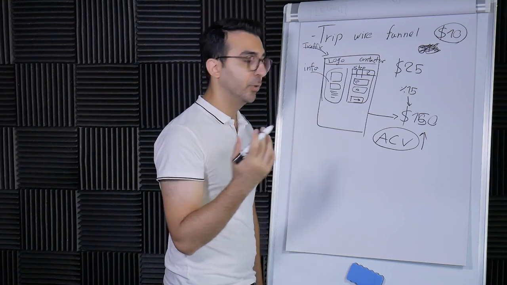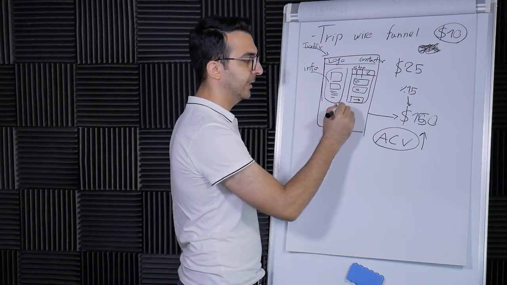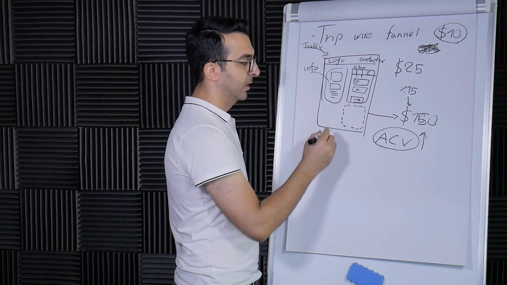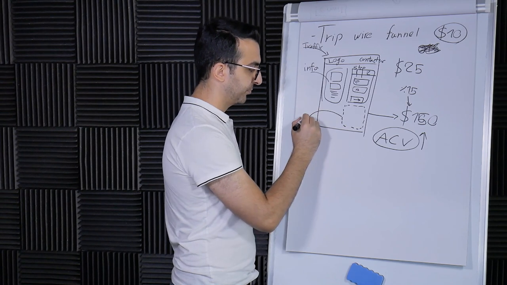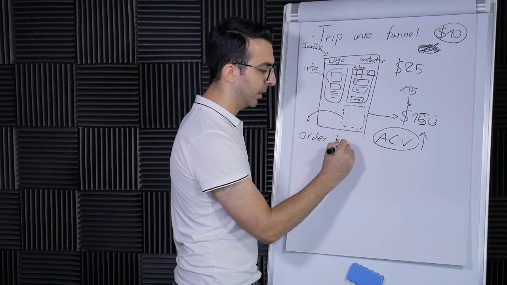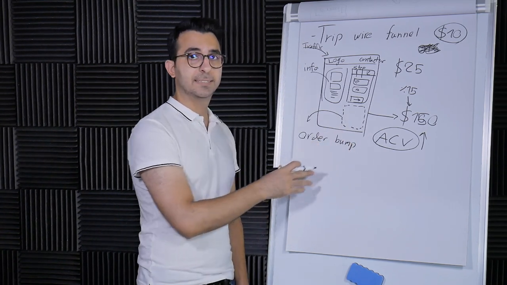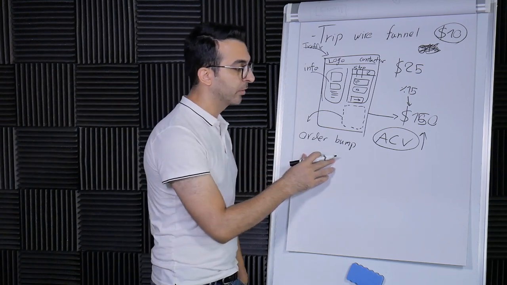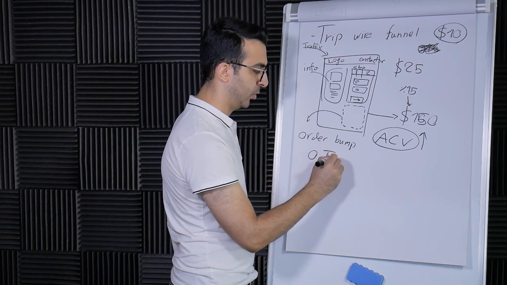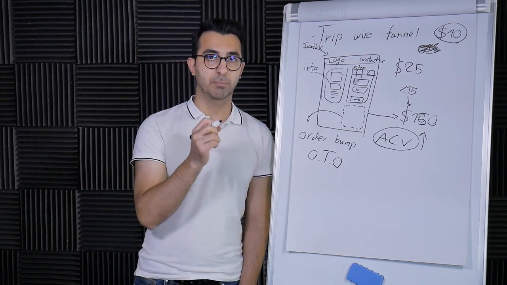Usually, if you have seen different Tripwire funnels, you will see that there is something here. This is called an order bump. And beside that, there is one other very famous thing, the OTO, which stands for one time offer.